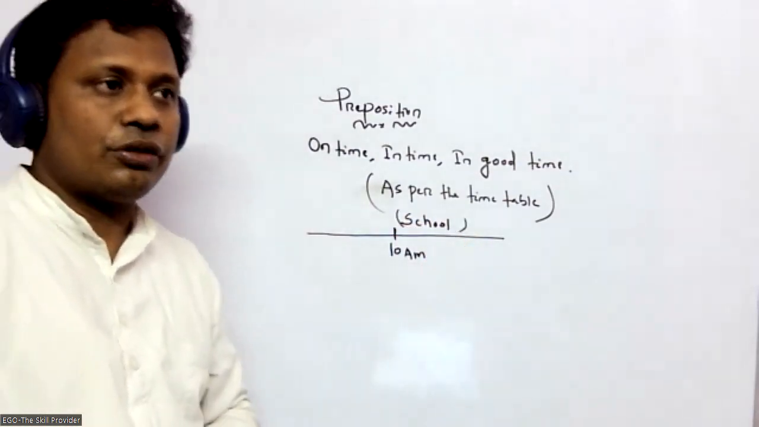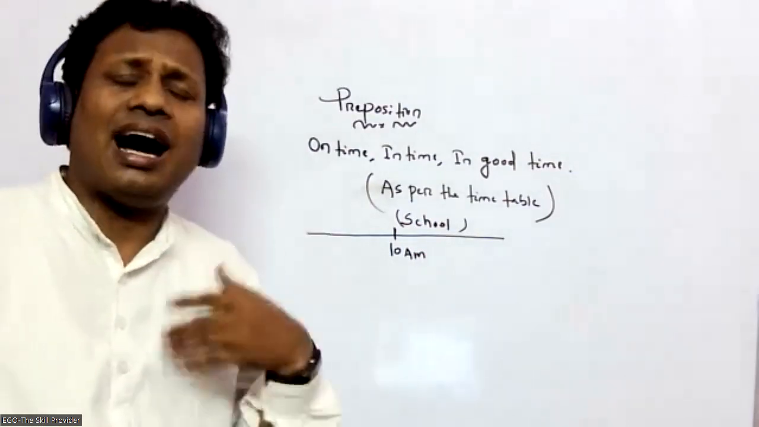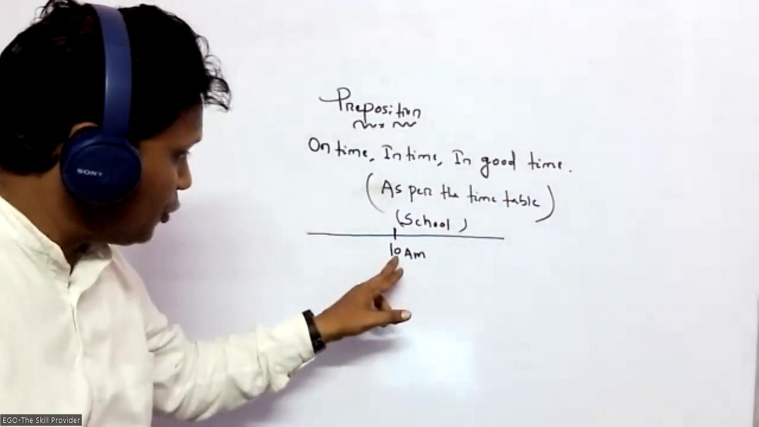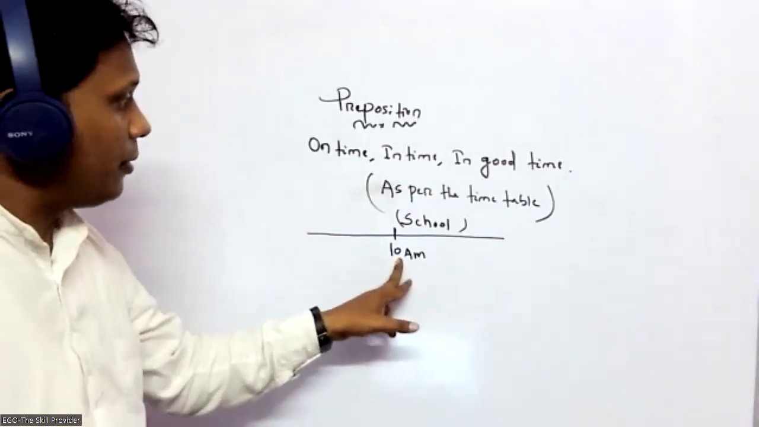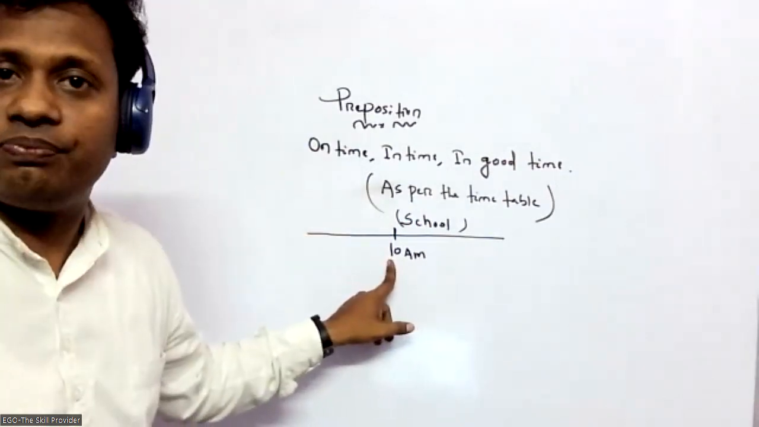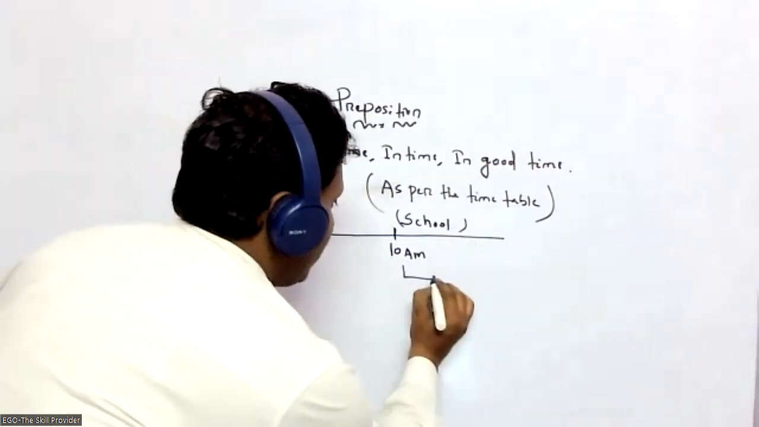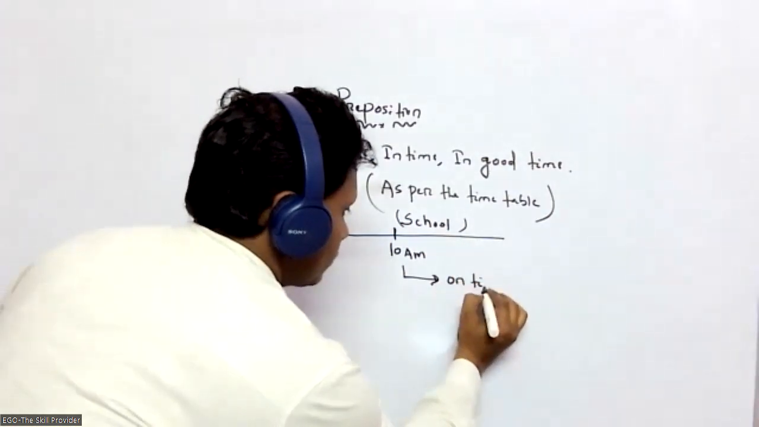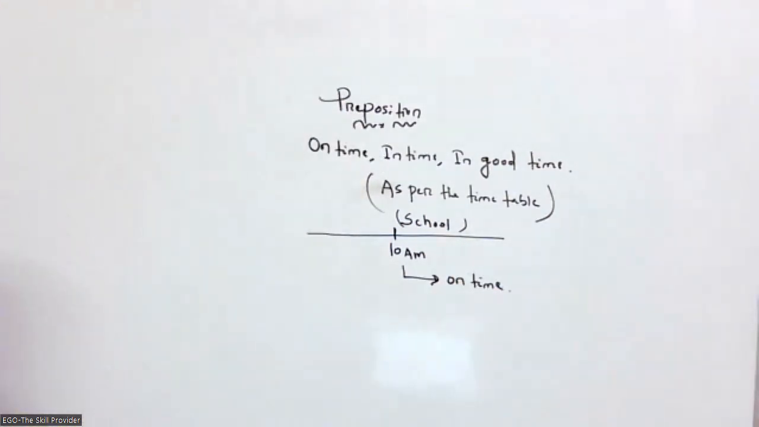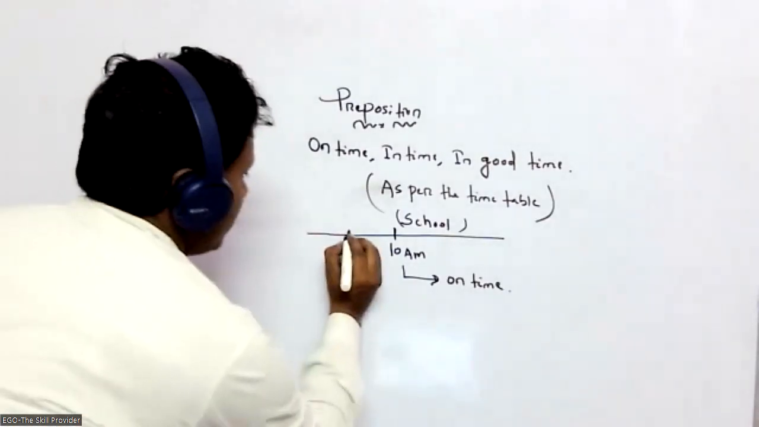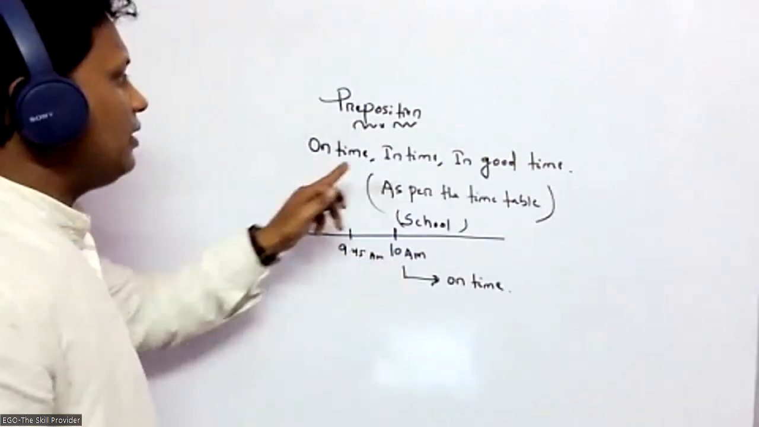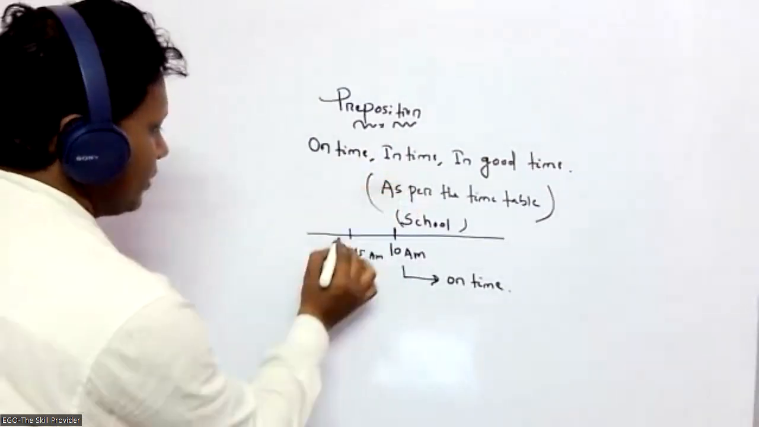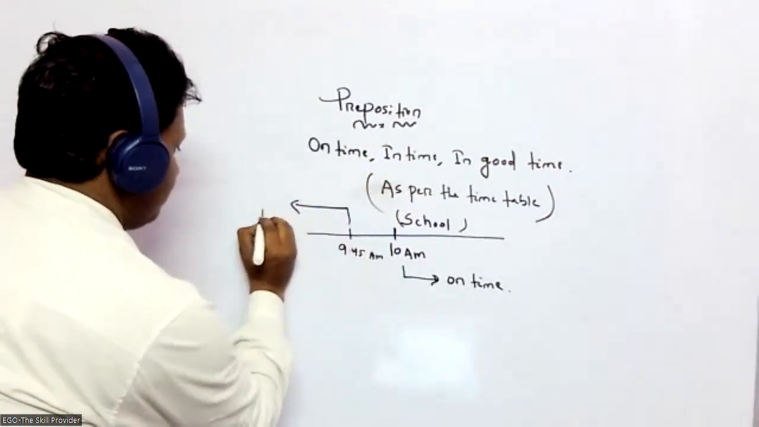Suppose she has been instructed by the DO or any higher-ranking official that she is supposed to reach the office at 10 o'clock. Suppose ma'am reaches exactly at 10 o'clock. Then ma'am can say, I am on time. This is called on time. Suppose, taking an example of 9:45, then that is something called in time. This is called in time.